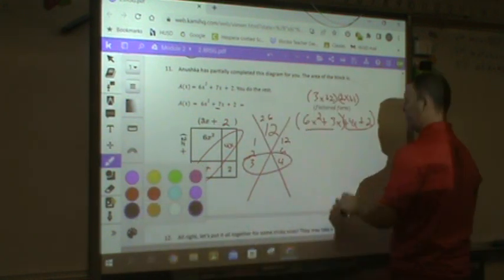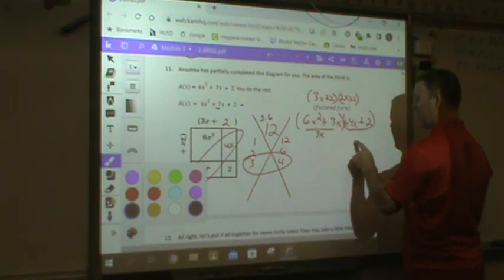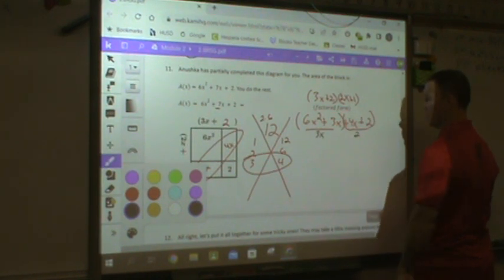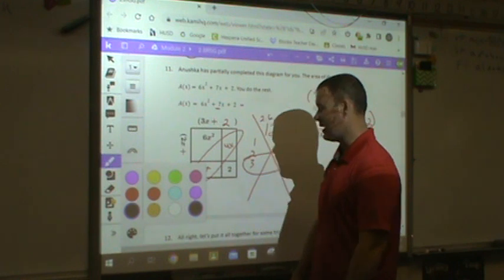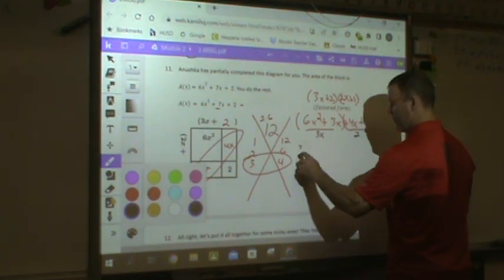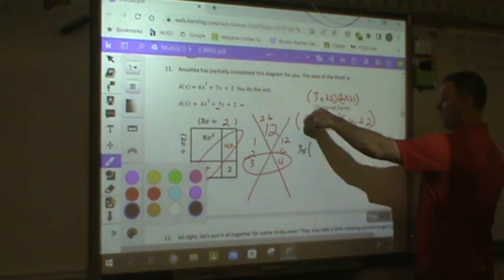What's the greatest common factor? Here, the greatest common factor is 3x. Over here, the greatest common factor is 2. Pause and take a second to think about that if you need to. So take out a 3x, and what are you left with?